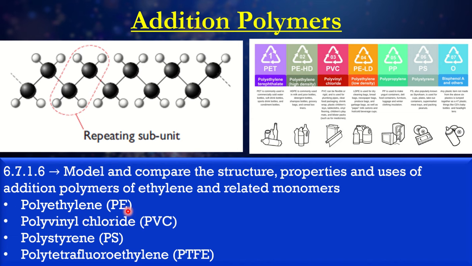So what we have is polyethylene, PE. We have polyvinyl chloride, PVC. We have polystyrene. Like I said, we kind of use it for styrofoam. And then we have polytetrafluoroethylene. You might know this as the common name, Teflon, so the frying pans. So we're going to look at these four types of polymers, look at the structure, look at what type of properties they have, and then where are they being used.